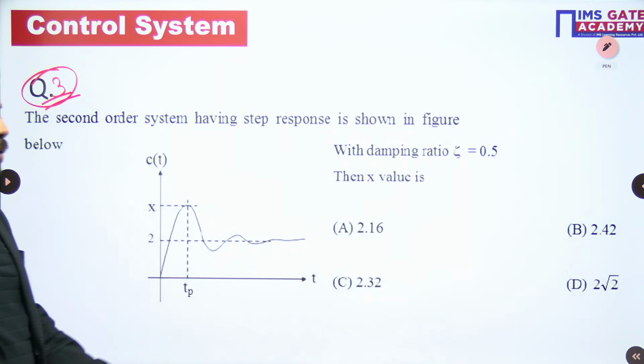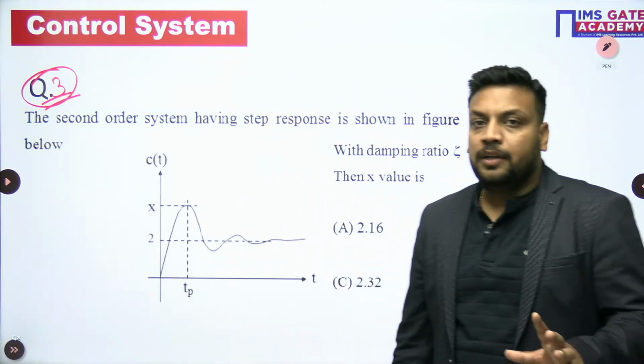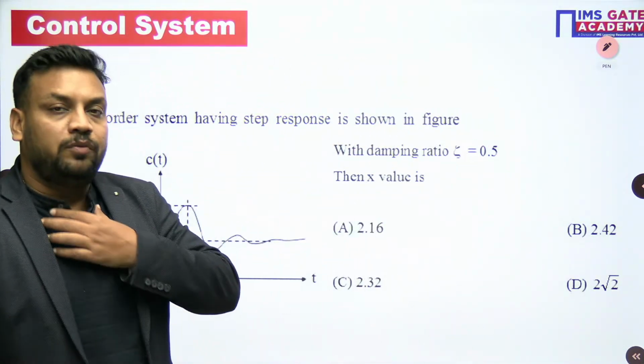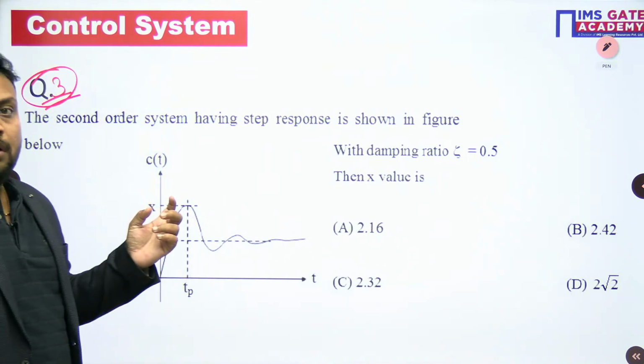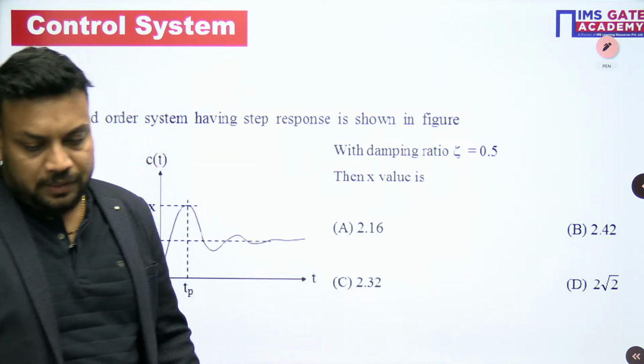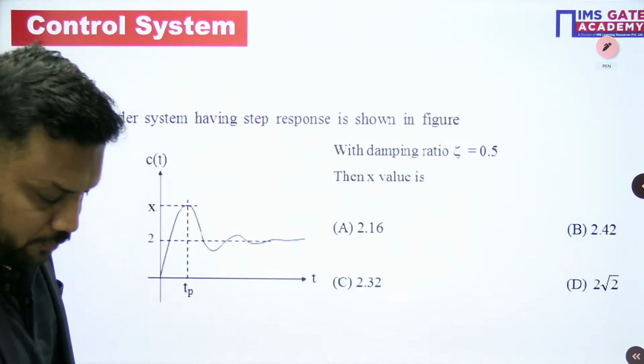If you know the basic idea about the definition of maximum peak overshoot, you will not make a mistake in this question. But generally there is a scope of mistake. If you directly calculate the maximum peak overshoot by just taking the difference, maybe you will make a mistake here. Just try to attempt it fast. Let me see how many of you are able to solve this.